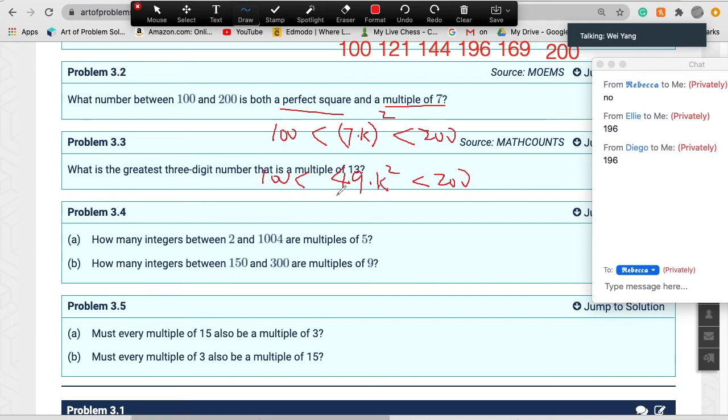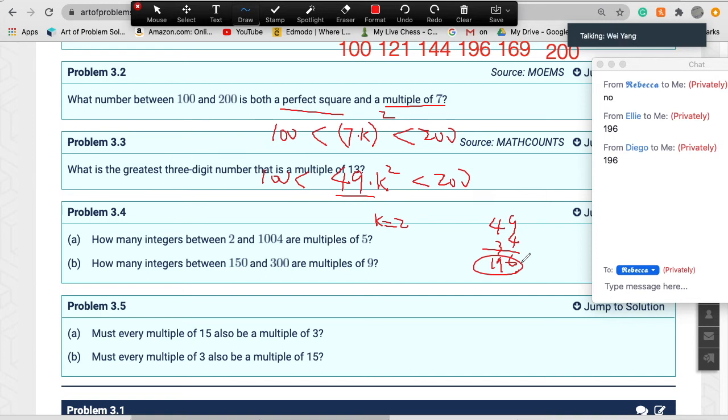When k equals 1, this is 49. It's not in this range. Then when k equals 2, k squared equals 4. 49 times 4 is 196, right? This is the correct answer. You got 196.